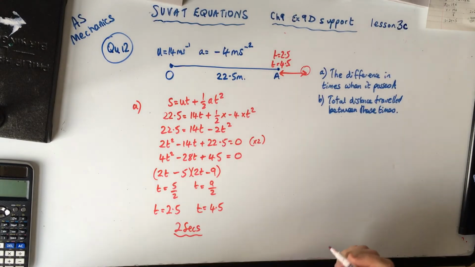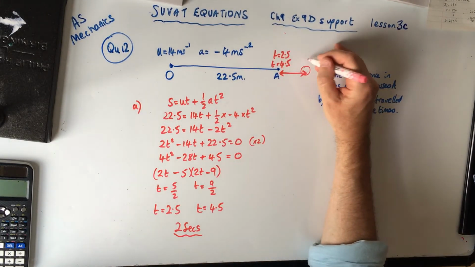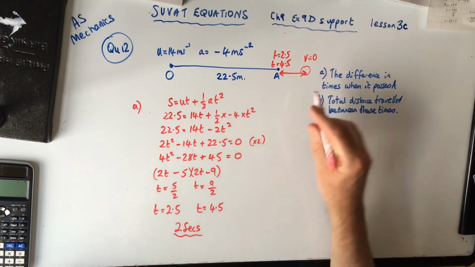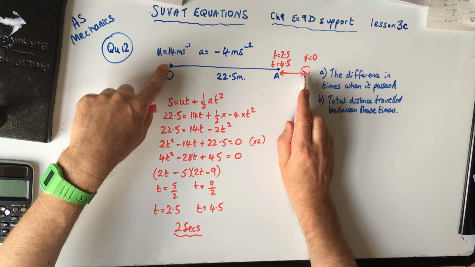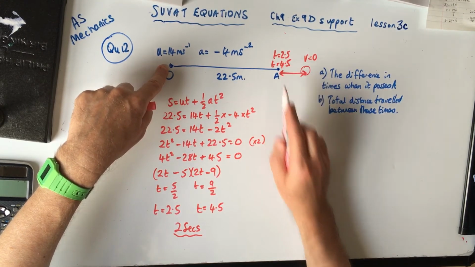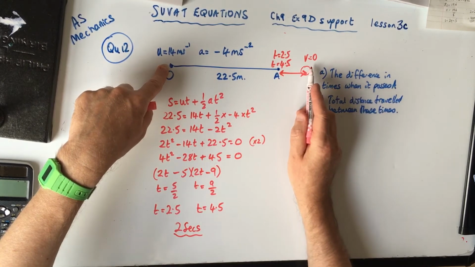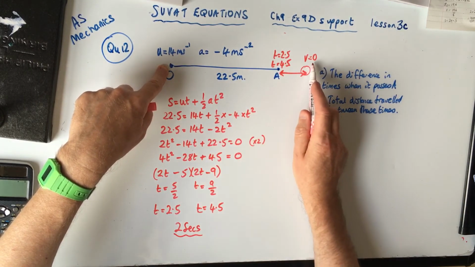So what I'm going to do here is say what happens at this point. Well, at this point the velocity is 0, isn't it? That's a really important point. When it stops instantaneously and then comes back the other way, the velocity is 0. So we're looking at how far it has travelled when v is 0.